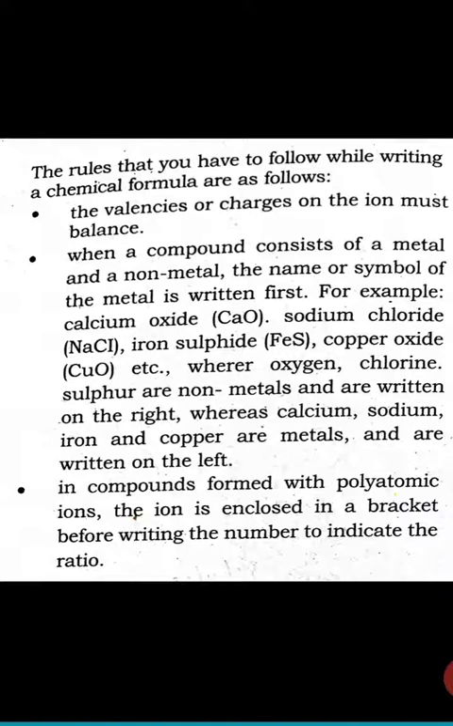In compounds formed with polyatomic ions, the ion is enclosed in a bracket before writing the number to indicate the ratio. In case of polyatomic ions, that should be enclosed in a bracket. Then you have to write the number that indicates the ratio. These are the rules to write the chemical formula of compounds. Now we can see how to write the chemical formula of simple compounds with some examples.